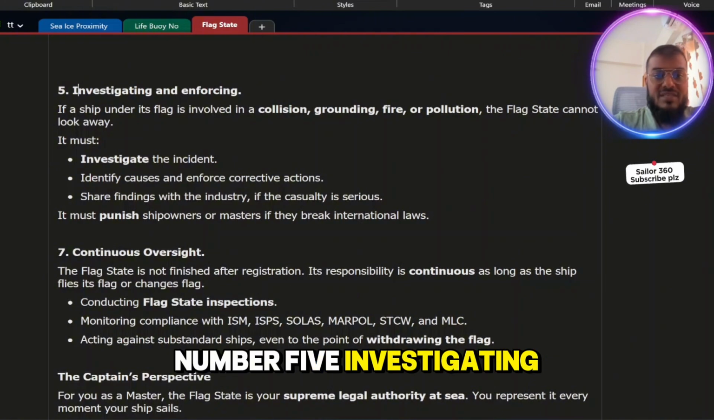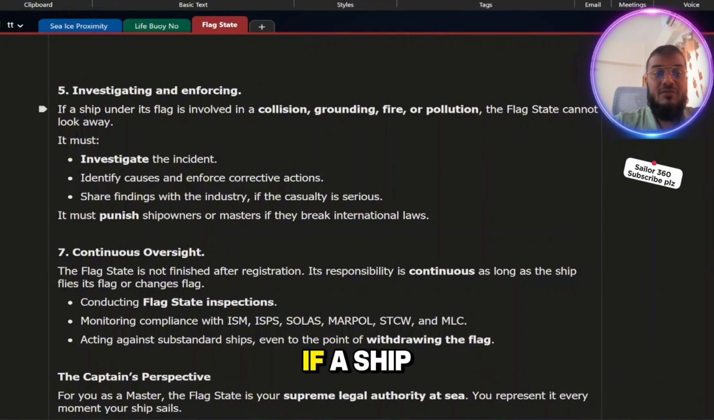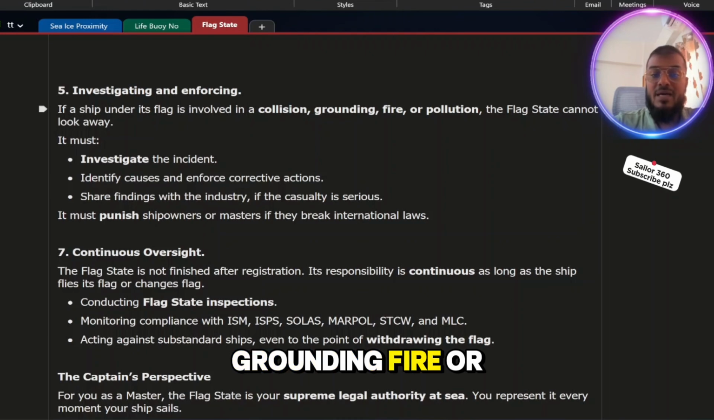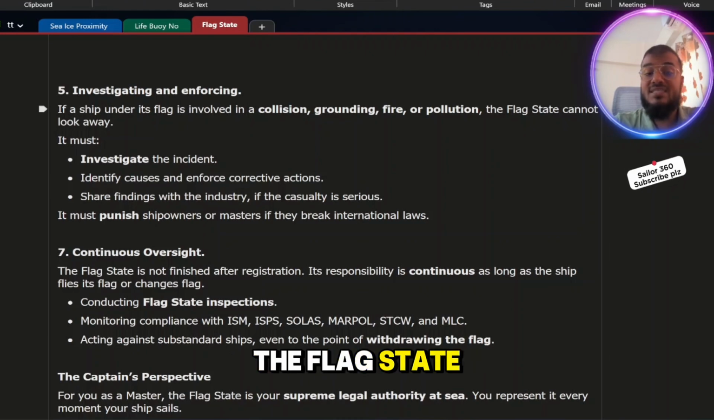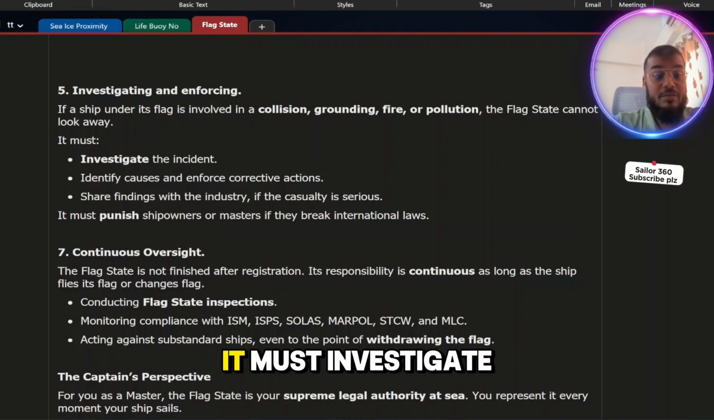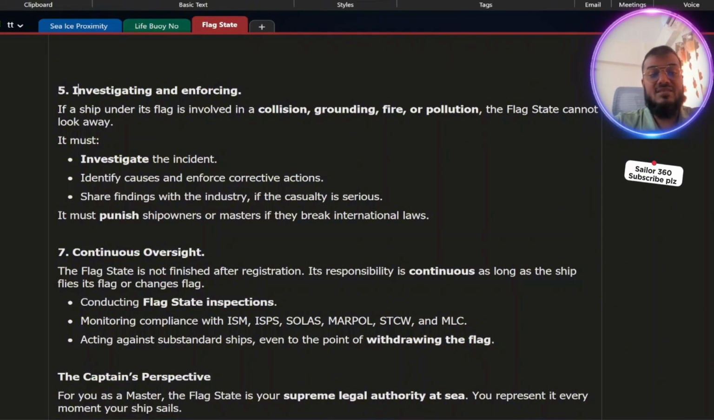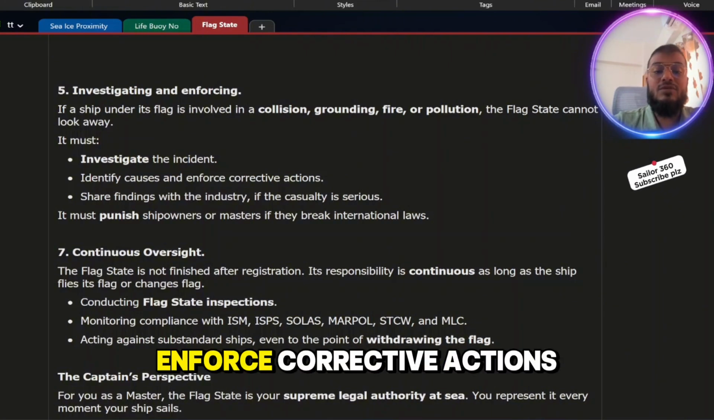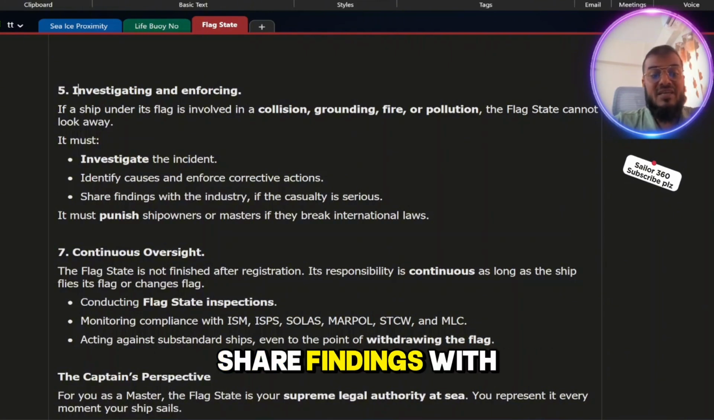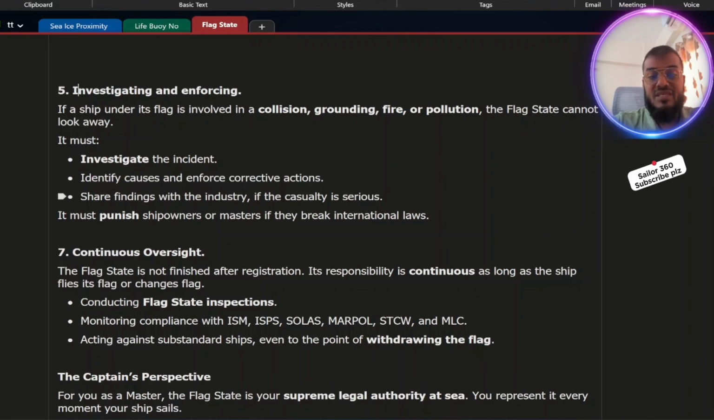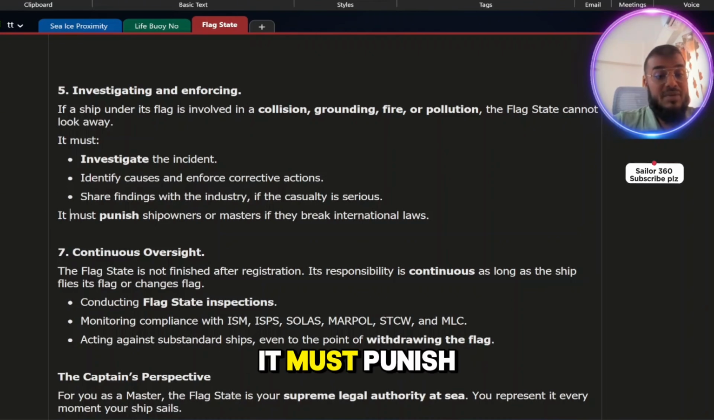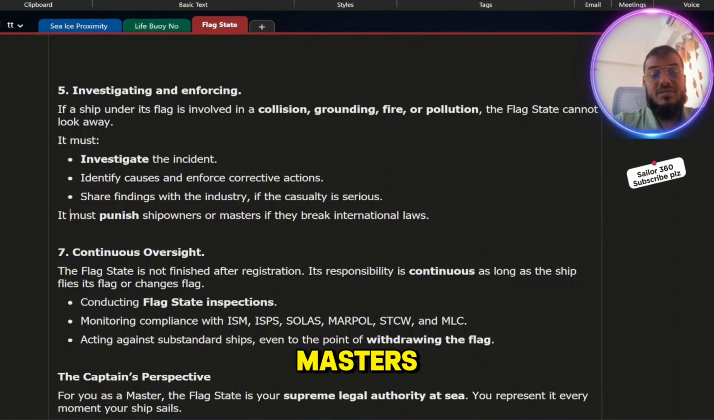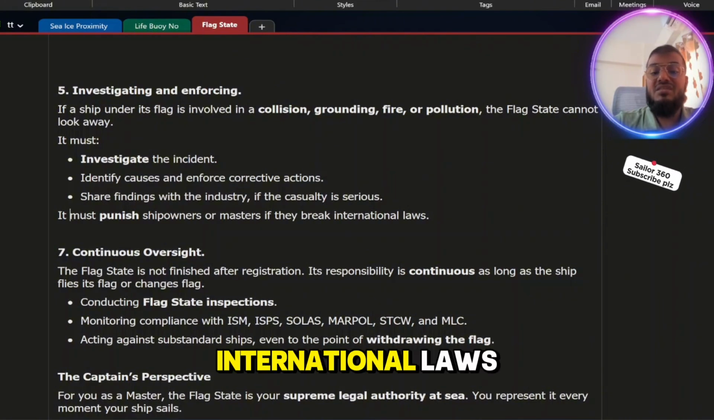Number 5. Investigating and enforcing. If a ship under its flag is involved in a collision, grounding, fire, or pollution, the flag state cannot look away. It must investigate the incident, identify causes and enforce corrective actions, and share findings with the industry if the casualty is serious or severe. It must punish ship owners or masters if they break international laws.